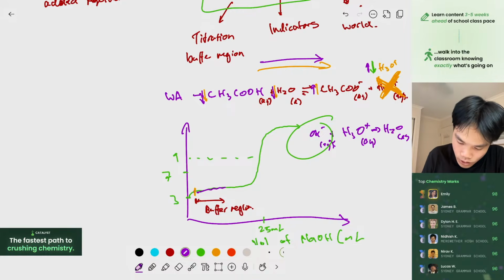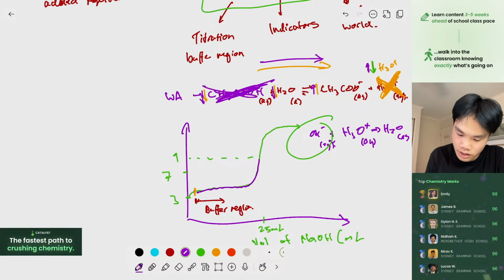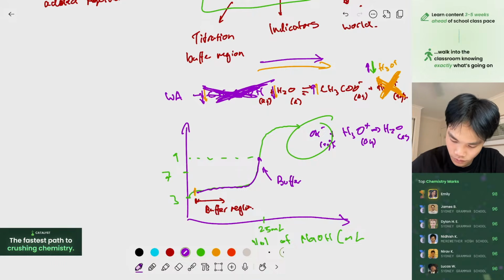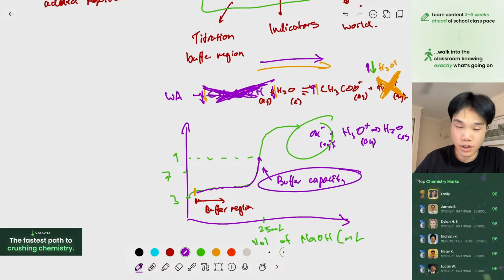This whole region is a buffer, therefore, because until you exhaust all of the acetic acid, acidic change can be buffered. And once you exhaust it and you reach your equivalence, that is the point where you've hit buffer capacity, and you have no more ability to resist change in pH.